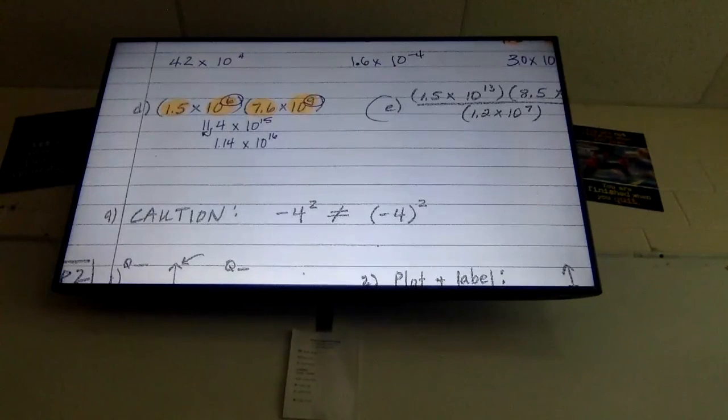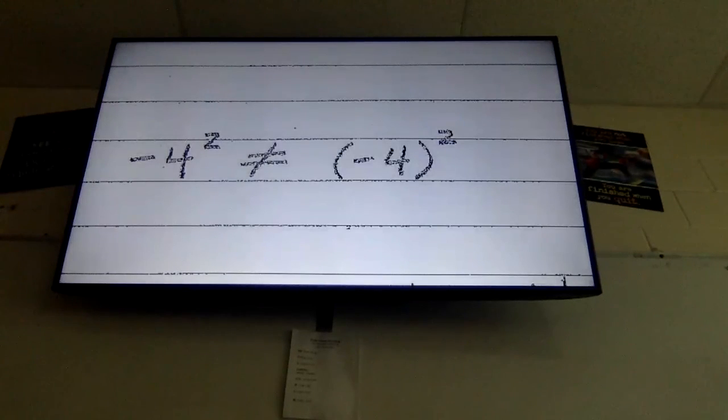Okay, we will save E to do at the beginning of next class. One last thing I want to mention before you all start packing up. You guys all know that -4 squared is not the same thing as -4 squared, correct? Okay.